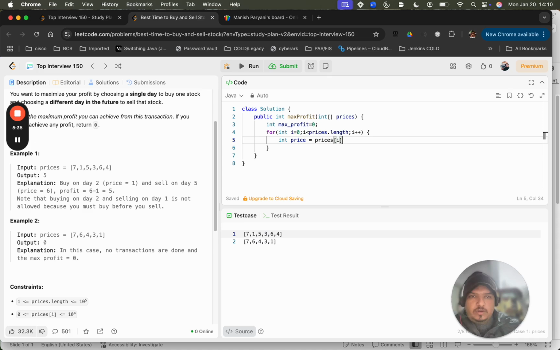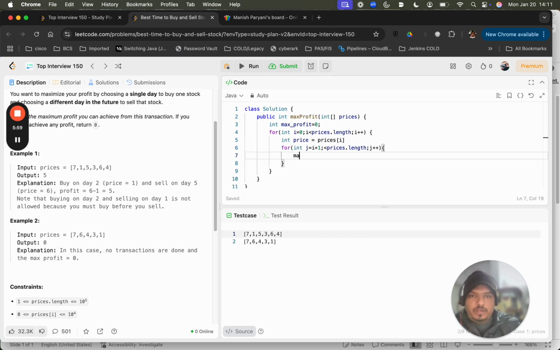Now from the next day, int j equal to i plus 1, I'll try to see where I'm making a profit, right? Where I'm making profit, that I'll see. So I have to take a maximum profit here again, in this variable. I said I'll always take the maximum. I'll compare with this maximum profit, which right now is 0.